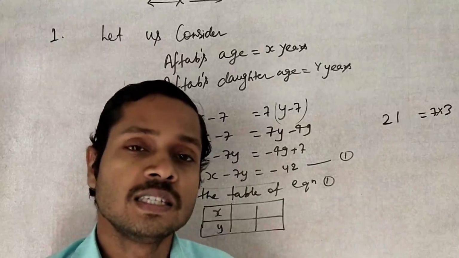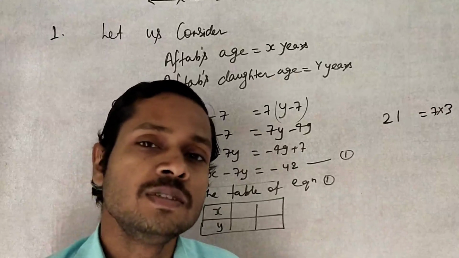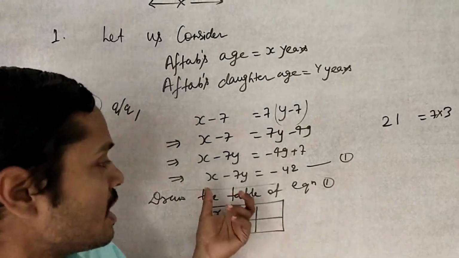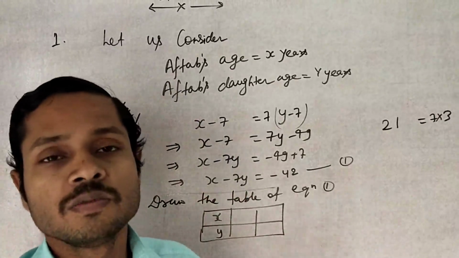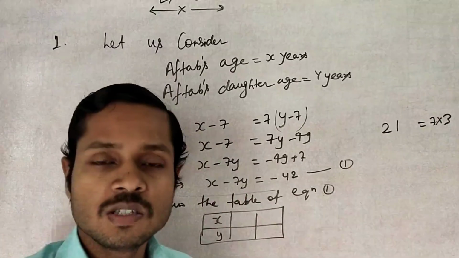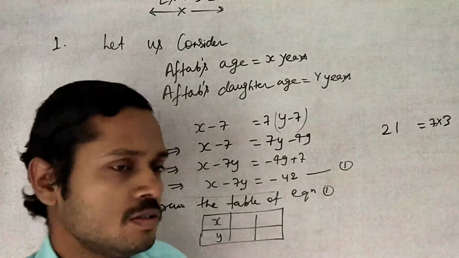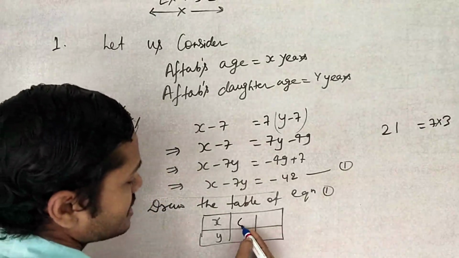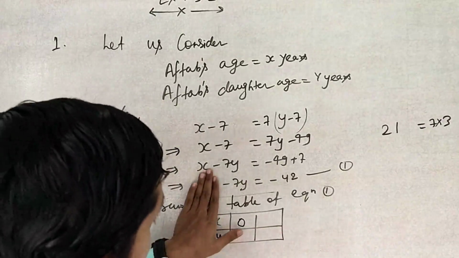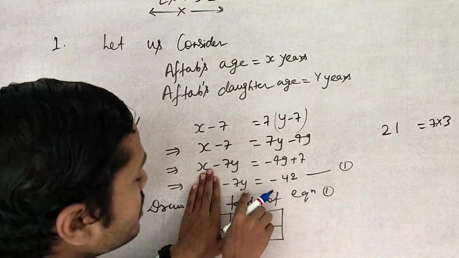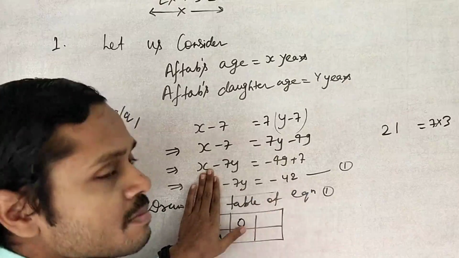In the previous classes, in the junior 9th class, we read that to solve any type of equation graphically, we sometimes keep x as 0 and sometimes y as 0. Just think about that: when we keep x as 0, x is finished. Now minus 7y is equal to minus 42.